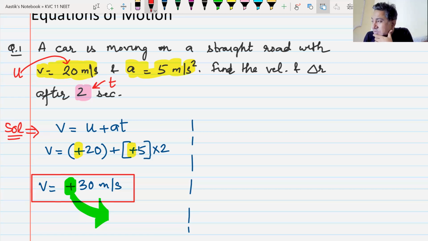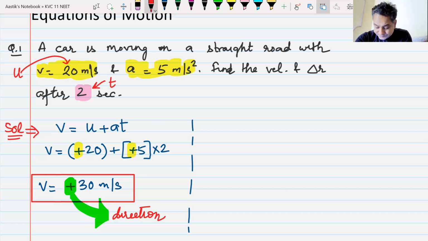Positive? Yes, beta? Positive acceleration? No. This plus sign indicates the direction, beta. This plus sign indicates the direction.